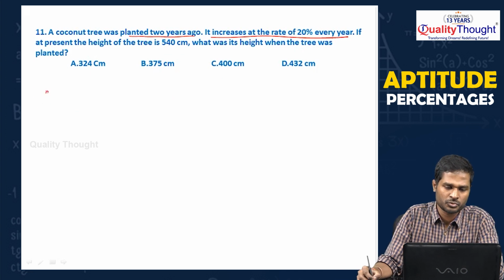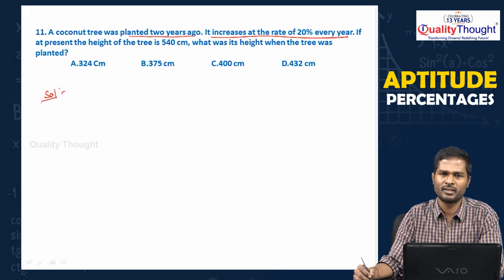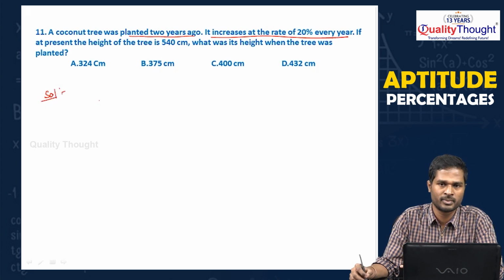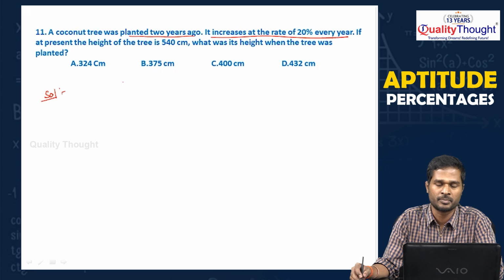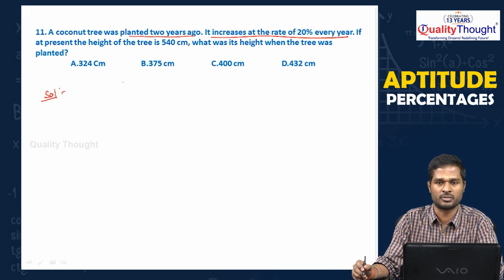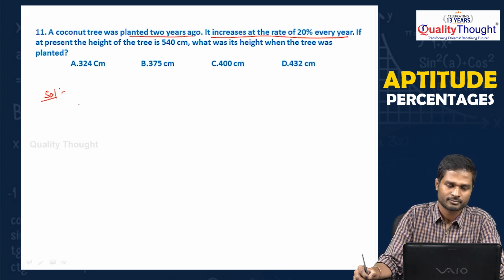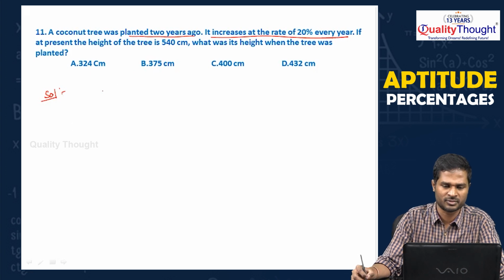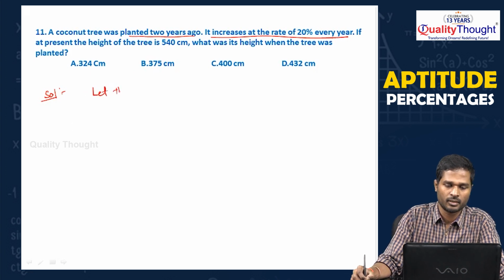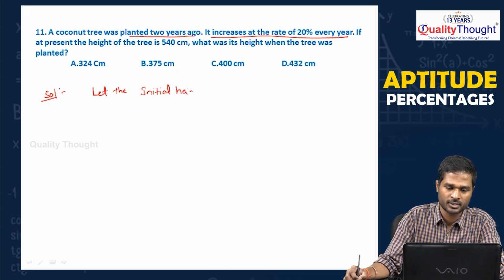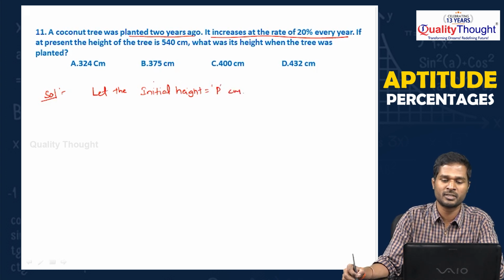See, there are many ways to solve this question. The easiest way is for any kind of these type of questions. For example, these type of questions will be given like, the population of a city 2 years back was 1 lakh. In the first year, it is decreased by 5%. In the second year, it is increased by 5%. What is the present population of the city? So, like this, the questions will be asked. So, we can simply write here, as he is asking about the height of the tree, let the initial height, I mean the original height of the tree 2 years back, I am considering it as some P centimeters. So the initial height of the tree was P centimeters 2 years back.